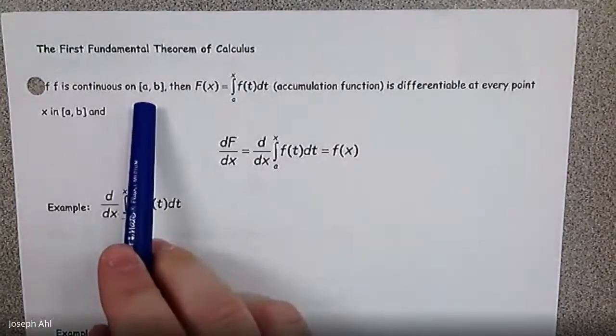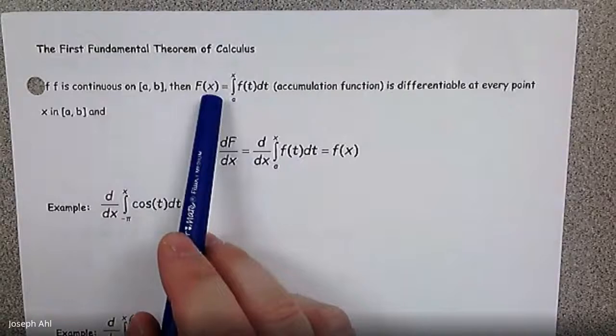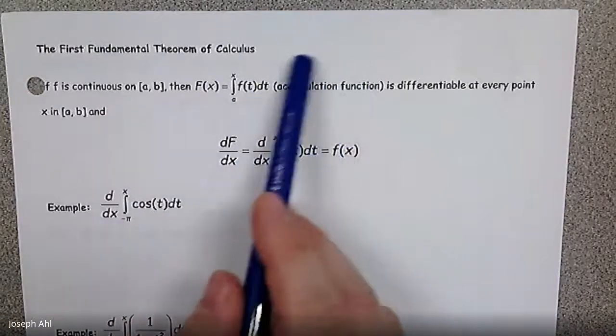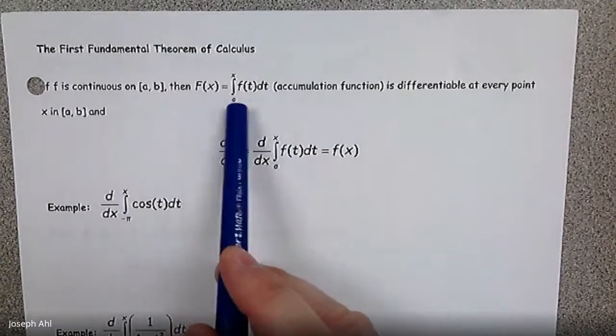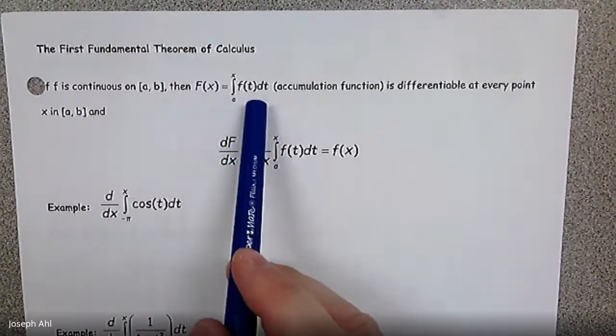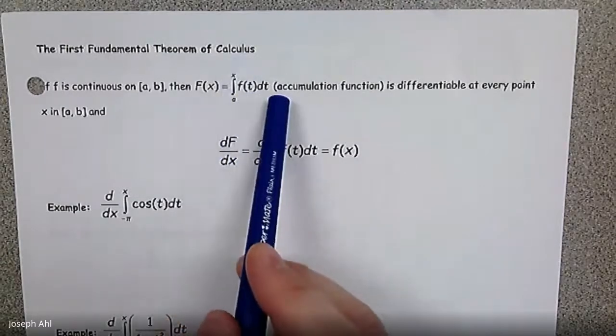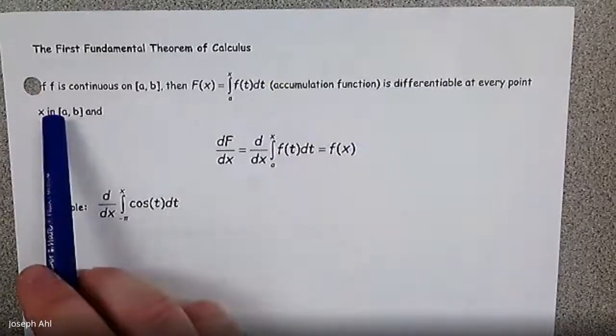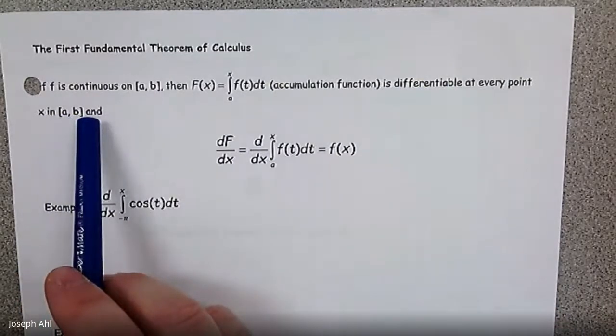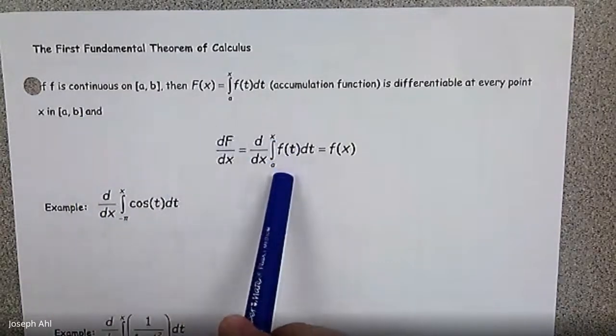If f is continuous on the interval from a to b, and capital F of x is an accumulation function. That's why we were just looking at some examples of accumulation functions. Capital F of x is defined as the integral from a to x of f of t dt. If that's differentiable at every point x in the interval from a to b, then this is what we know to be true.